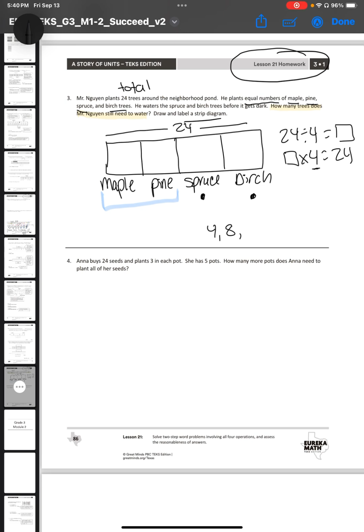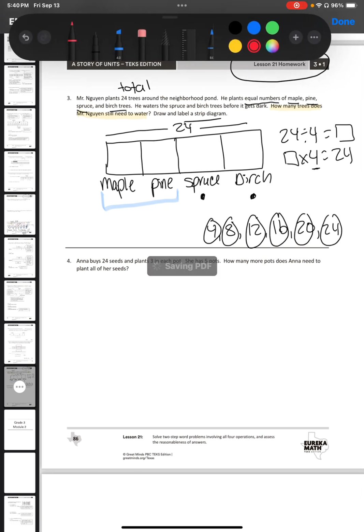4, 8, 12, 16, 20, 24. And then we're going to ask ourselves, how many times did we have to count by 4? 1, 2, 3, 4, 5, 6. There must be 6 of each type of tree.